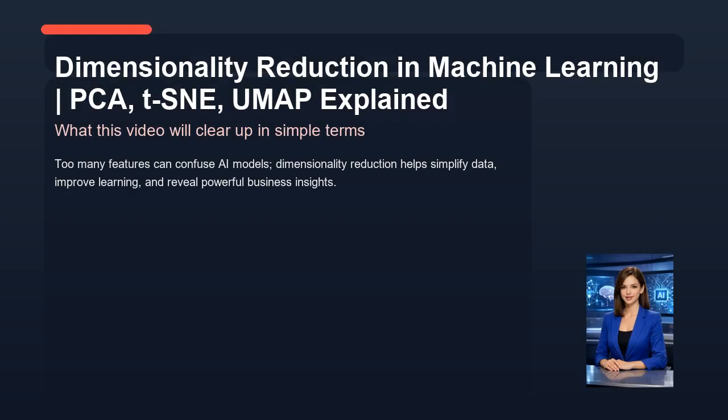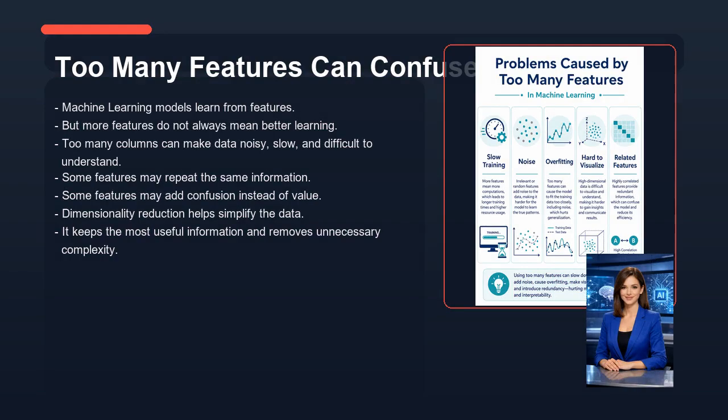Too many features can confuse AI models. Dimensionality reduction helps simplify data, improve learning, and reveal powerful business insights. Now let's look at how too many features can confuse models.